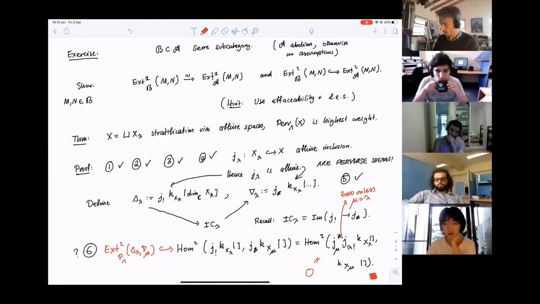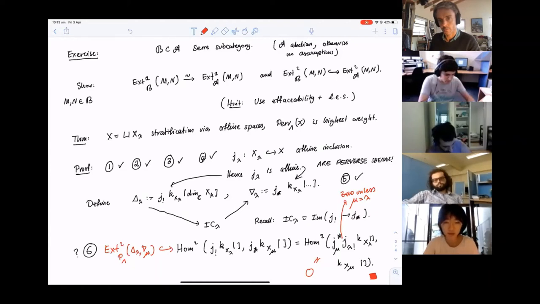Can I ask a question? We know that from the axioms of the highest weight category, in fact, in six, in this particular case, I think we can even prove that the Ext^1s are zero.